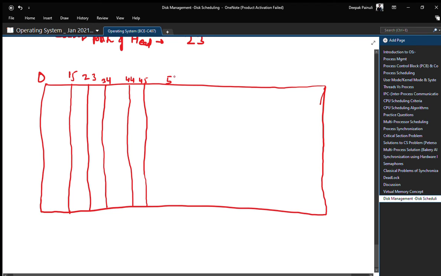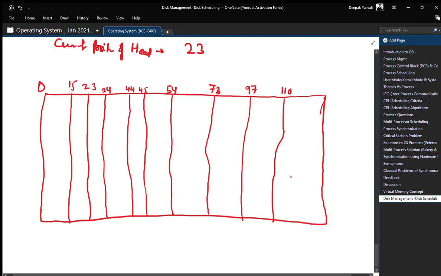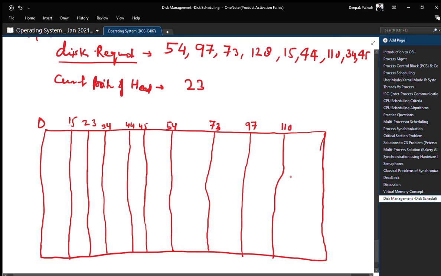Cylinder number 54, cylinder number 73, cylinder number 97, cylinder number 110, and after cylinder number 110, 128.